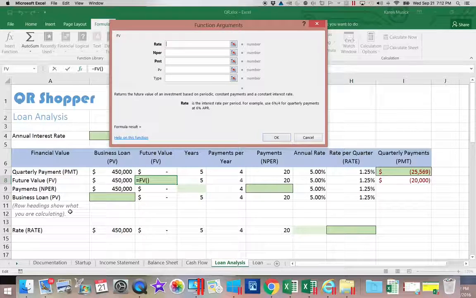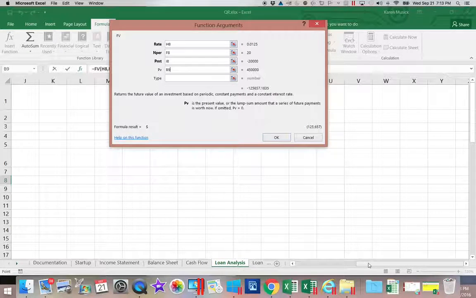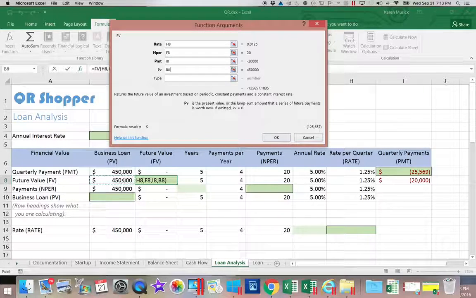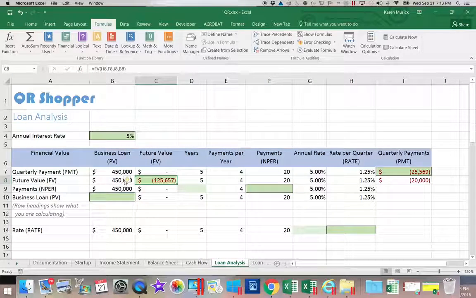So now I'm assuming, I'm in row 8, that the rate is there, 1.25%. I am still making 20 payments. This time, however, I'm changing the payment amount to the $20,000, and then I still know the amount that I borrowed. Oops, I went down to the other row, so we're going to fix that. Type is left blank, and now you can see at the end of 5 years, I would still owe over $125,000. So that's pretty substantial.